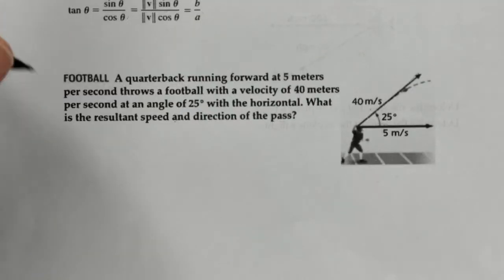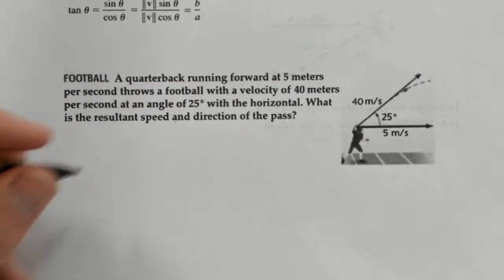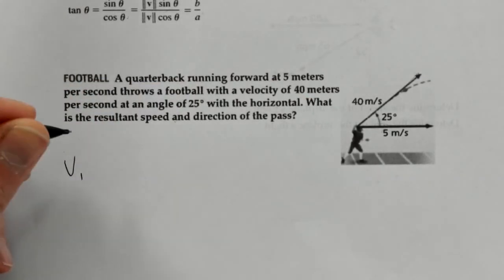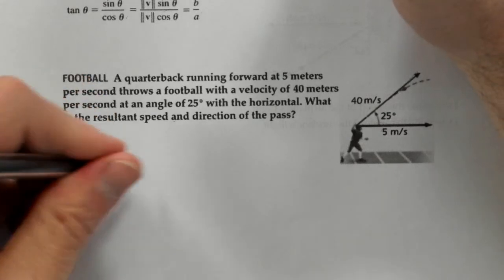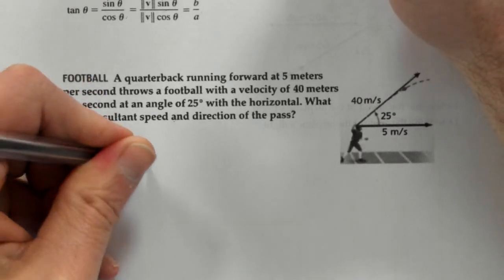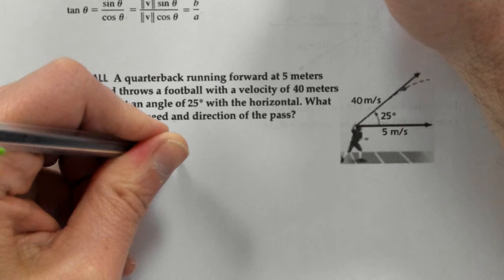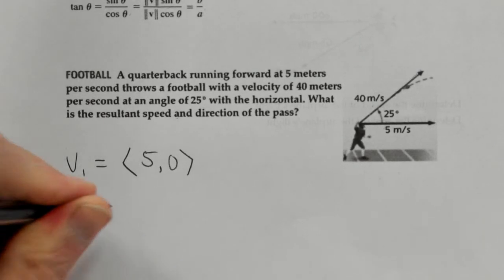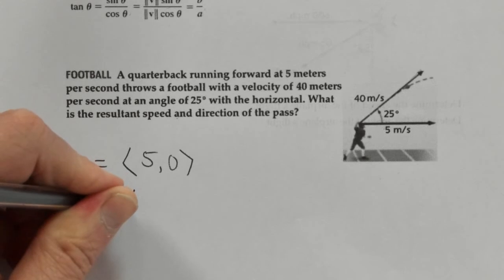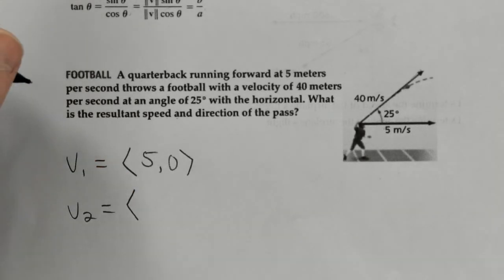Well, first of all, let's make sure that we know our first two vectors. The first vector we'll call V1, and we know it is him running forward. Let's write that vector out. It's 5, 0, because he's running forward at 5 meters per second. Now, the second vector we can also find, but we're going to have to do a little bit of work to be able to write it in actual numbers of component form.